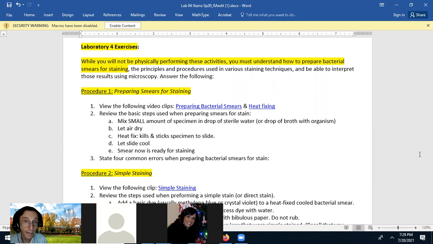While you're not physically going to be performing any of these activities, you must understand how to prepare bacterial smears for staining. You must learn how to prepare a bacterial smear for staining, and we have 2 videos on that, preparing the bacterial smear and then the heat fixing. Watch those videos and read through this.